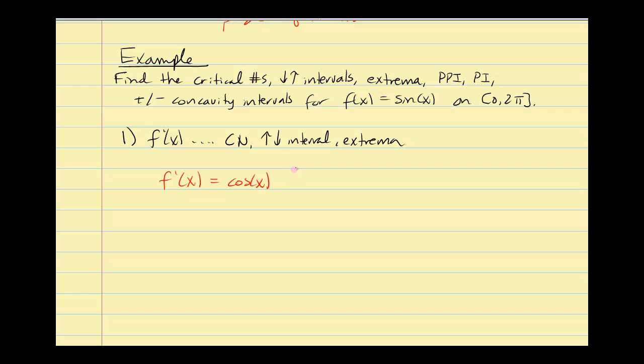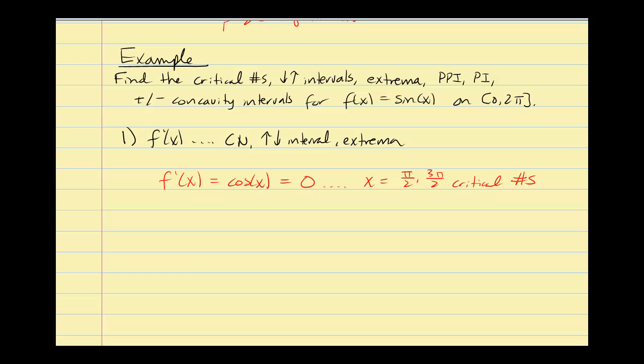Now critical numbers occur in two places, where the derivative of the function is equal to 0, or where the derivative of the function is undefined. We don't have a denominator here, so I don't have to worry about being undefined. So cosine of x equals 0. Well, where does the cosine of x equal 0? At x equals pi over 2 and 3 pi over 2. So these are my critical numbers.